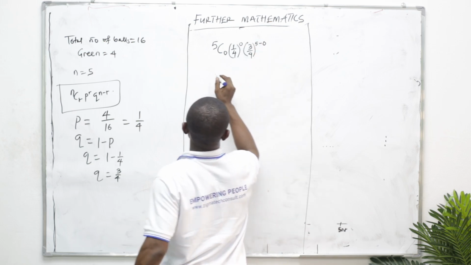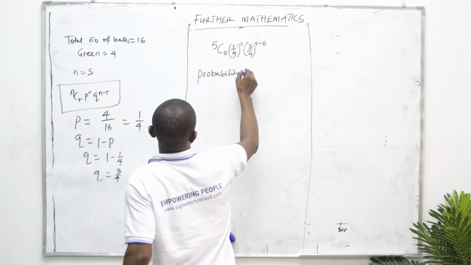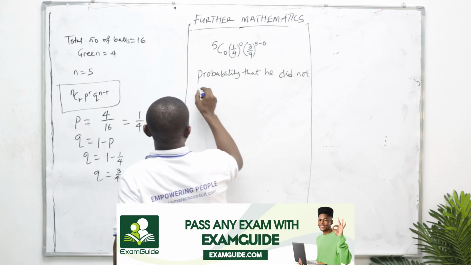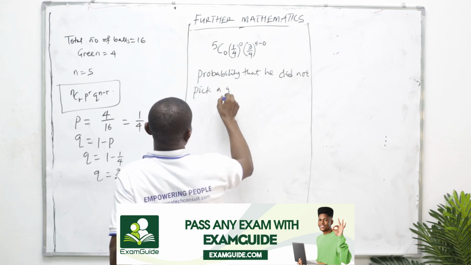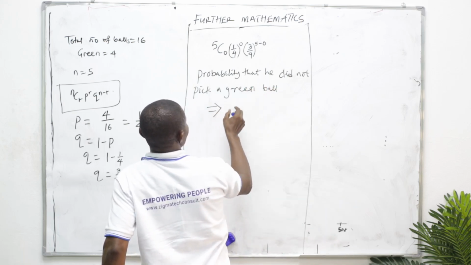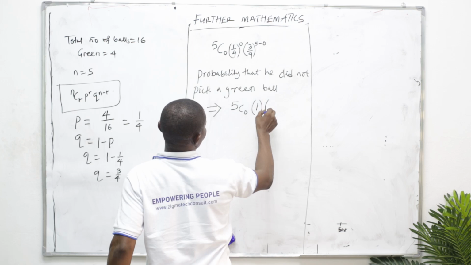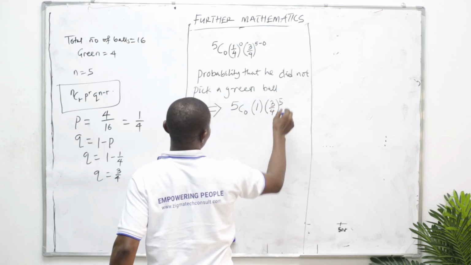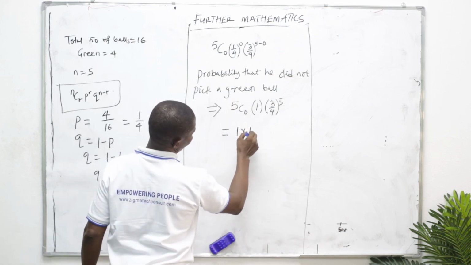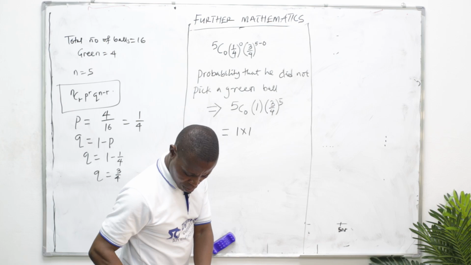5 minus 0. So the probability that he did not pick a green ball equals 5 combination 0 into 1 into 3 over 4 raised to power 5. 5 combination 0 is 1 times 1. 5 combination 0 equals 1.